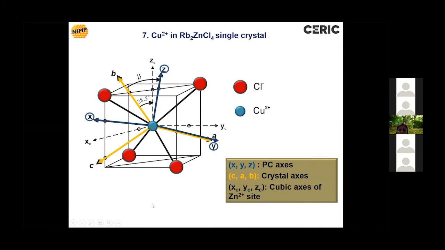And the result of all this work is a model for the copper 2+ paramagnetic center in the single crystal. So from a single crystal study, we can also ascertain the orientation of the paramagnetic center axes, which are in blue, with respect to the crystal axes, which are in yellow.